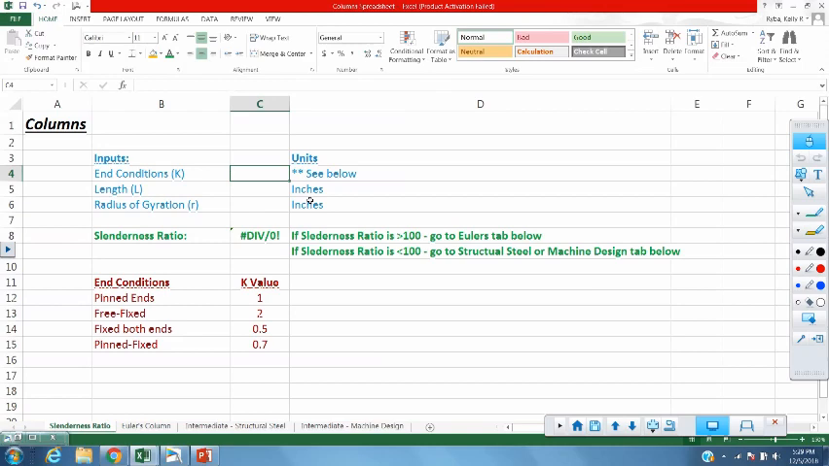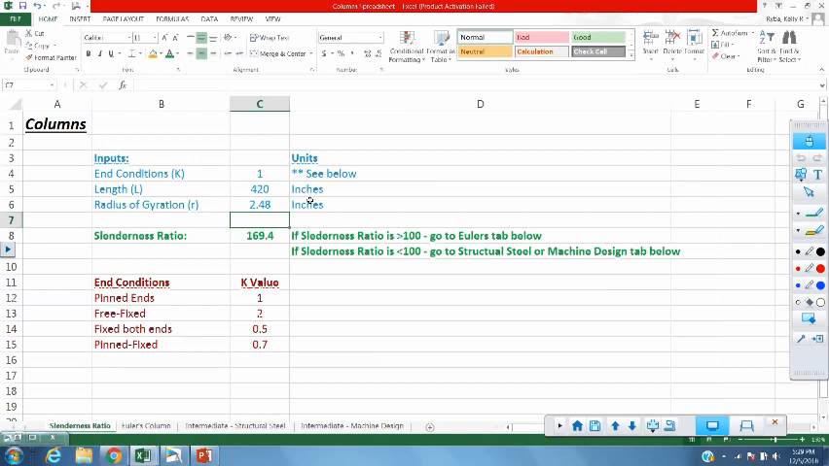So for my end conditions for part A, my K factor, it's going to be pinned on both ends, so I'm going to put number 1. My length needs to be in inches here, so if it's 35 feet, I multiply that by 12, and that's 420 inches. Now, radius of gyration, we find this from the back of the book. Remember, we look in the back for a W14 by 74. We already did this. There are 2 radii of gyration, and we pick the smaller of the 2, which in this case is 2.48.